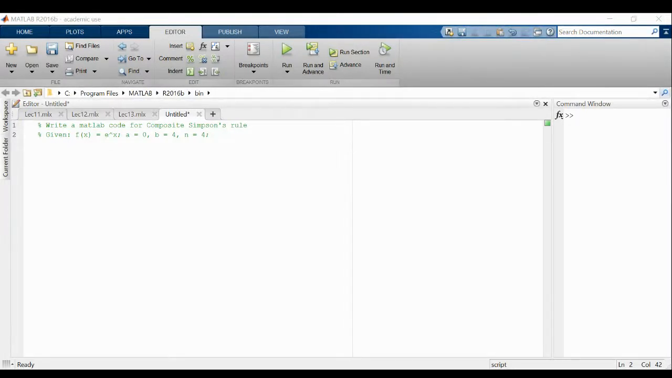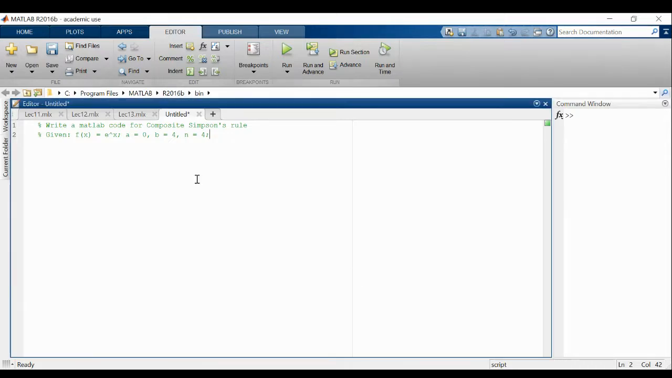Now you can see the MATLAB editor in front of you, and in the first line I have given what we are going to do: write a MATLAB code for the composite Simpson rule, for the function f of x is equal to e power x, and a is 0 and b is 4, and the number of subintervals that you will consider is n equal to 4.